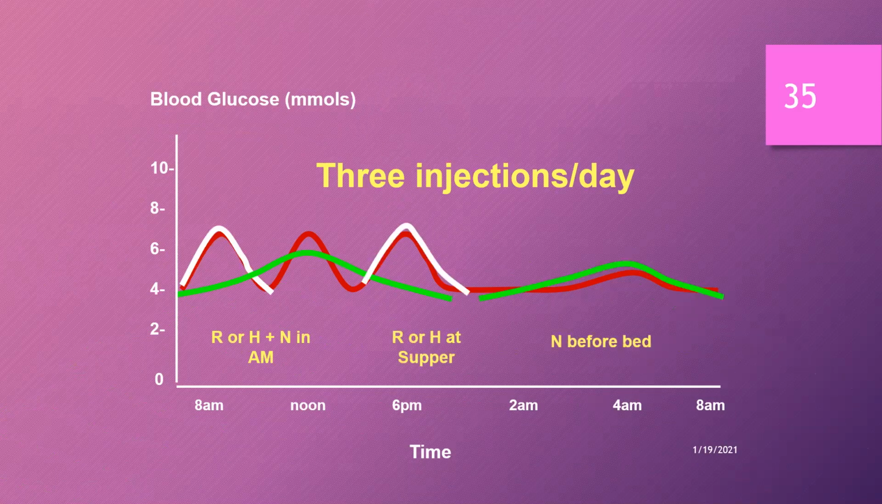This is an example of the 3 type of injections per day. So the rapid acting is given along with the long intermediate acting before breakfast. This will cover both lunch as well as breakfast. The second injection is given before dinner, which is shown here by the white graph. And then at bedtime, you can give the intermediate acting insulin, which is shown here by another green graphical line. So these are the 3 injections.